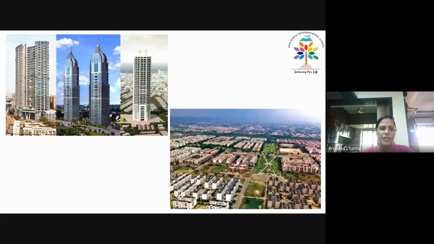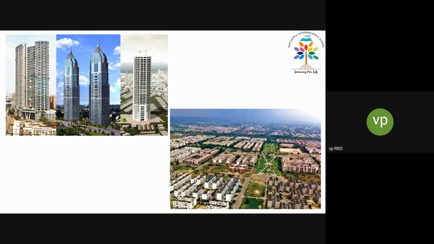Now, I would request you all to differentiate these two pictures. What do you see? How will you differentiate? What is the difference in these two pictures? So, Smita ma'am, can I get the responses? I'm waiting for the responses, ma'am.